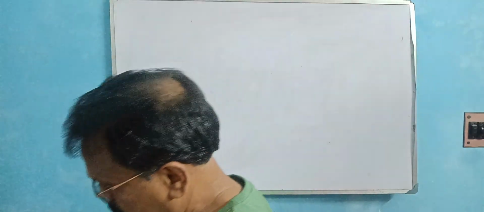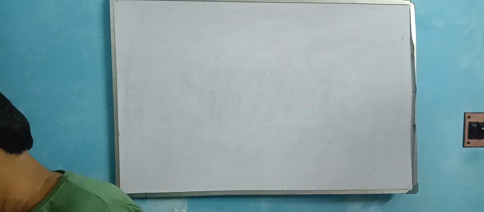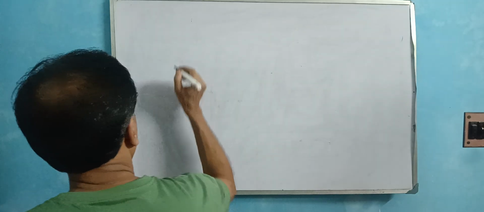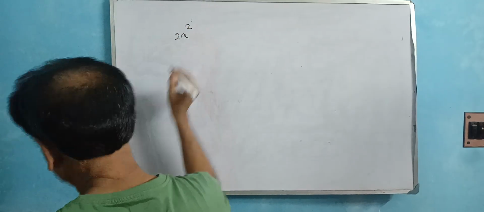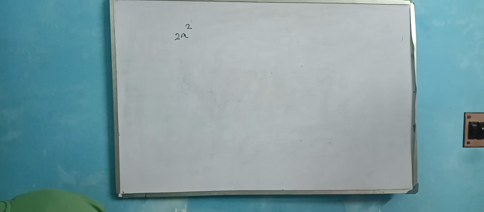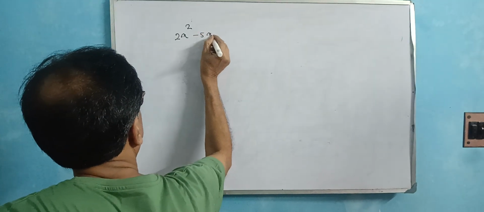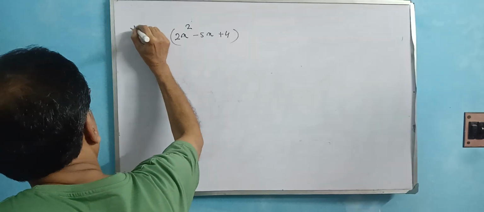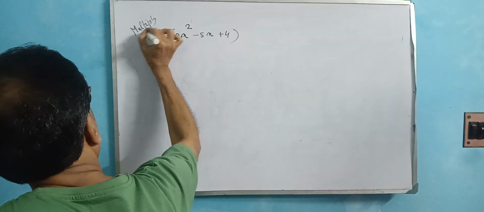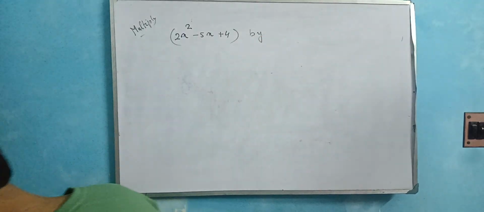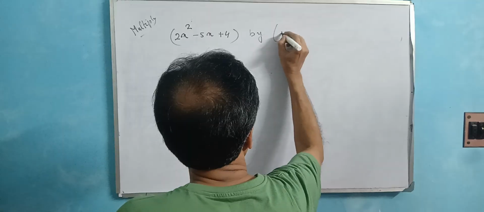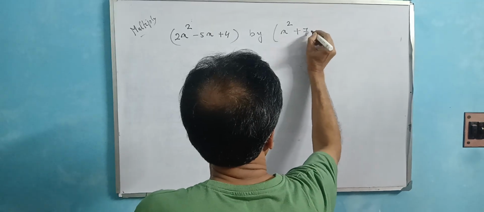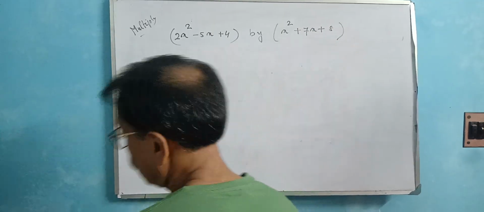Now suppose here is a sum. Multiply 2x square minus 5x plus 4 by x square plus 7x plus 8. Okay.